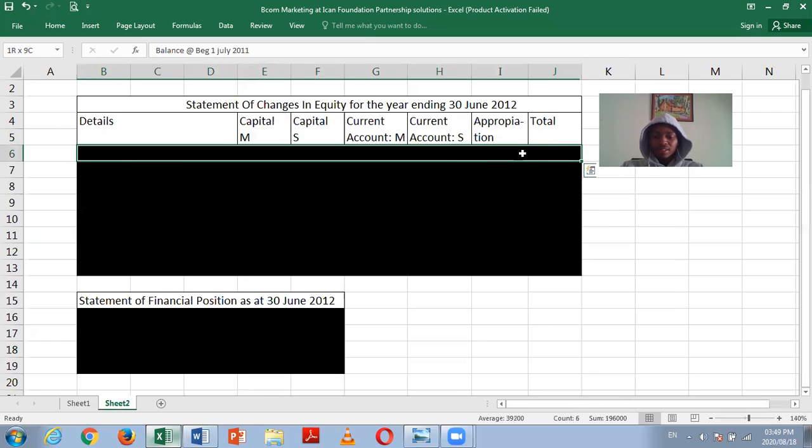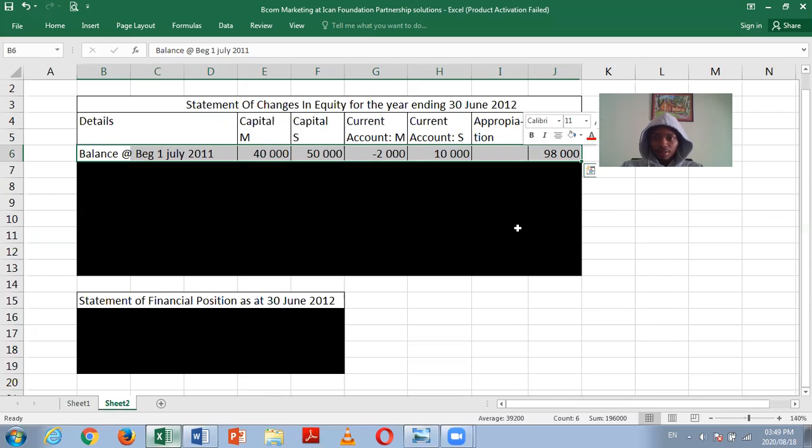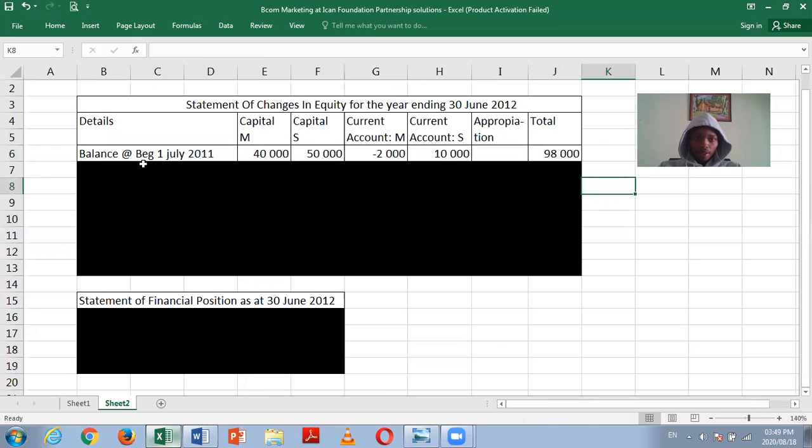We're going to have balances at the beginning of the financial period. So remember the beginning is 1st July 2011. The capital was 40,000 and then 50,000. For M, we have a negative or unfavorable balance, so we should show it as negative 2,000 because it was debited, and then a favorable balance of 10,000. When you add these two, 90 plus 100 minus 2, you get 98, which is the total. And then what did we have again?